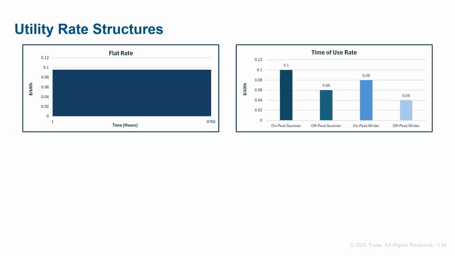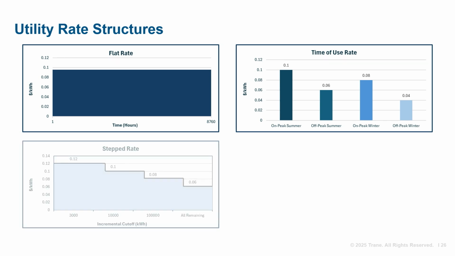Time of use rates vary the cost of electricity depending on the time the electricity is consumed. This is usually categorized into on-peak and off-peak periods. The rates may vary by the time of day, the day of the week, and by season. On-peak for a specific utility may be 3 p.m. to 8 p.m. on weekdays, with off-peak for all other hours.